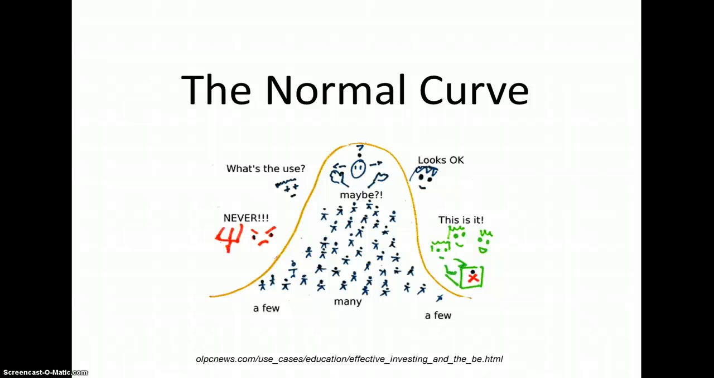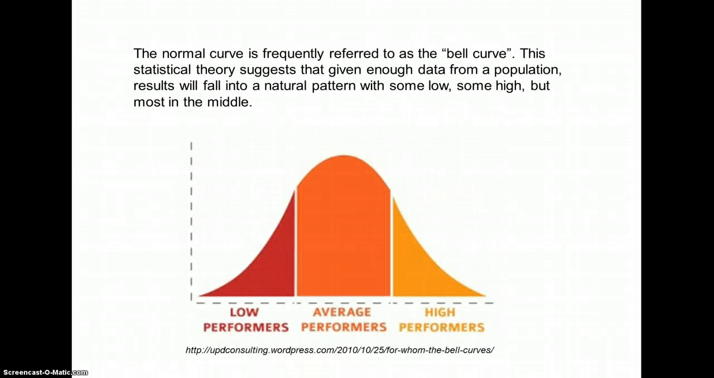The normal curve. The normal curve is often just called the bell curve. It's a statistical theory that says if we look at a population with enough data points, the results will fall into this natural pattern with some low scores, some high scores, but most scores right in the middle.